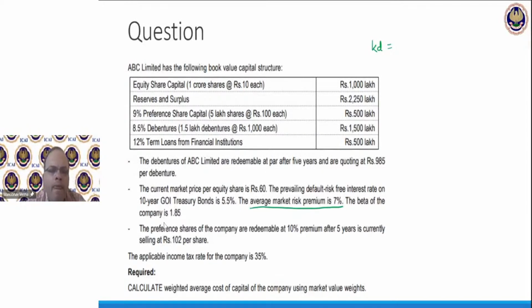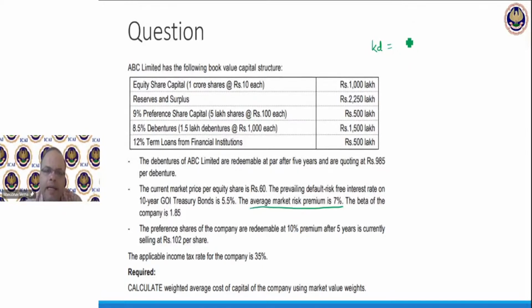Okay, let's see. What is the cost of debt, guys, using the same formula? Let's see who will answer this. I'm already getting some answers. We're saying 9 point something. So what are we doing here, guys?